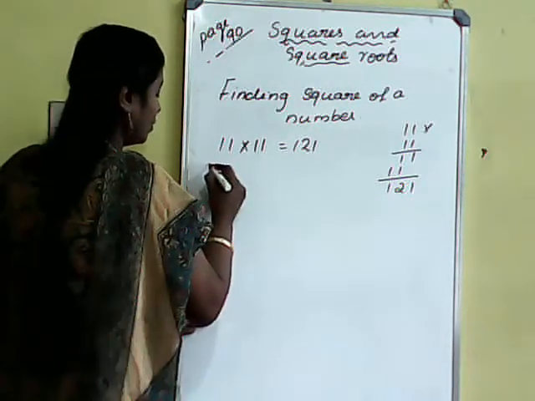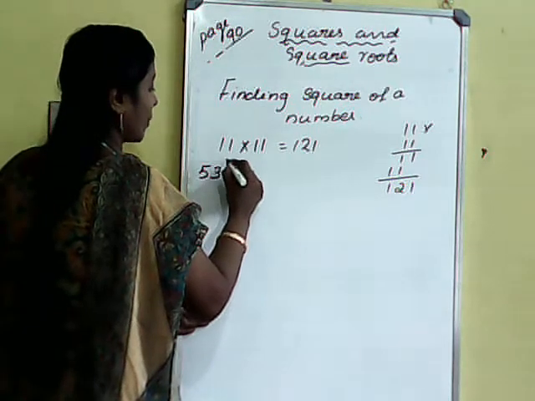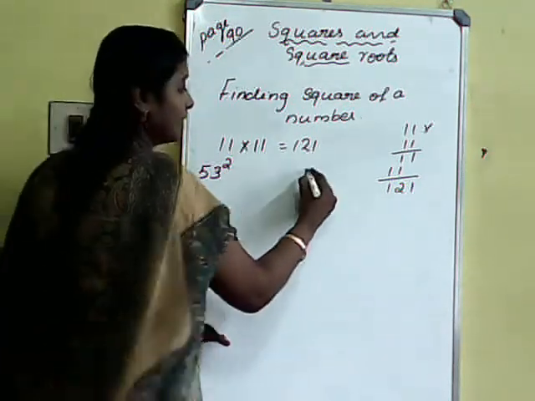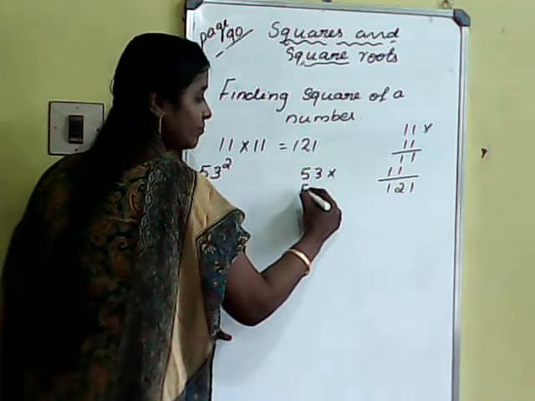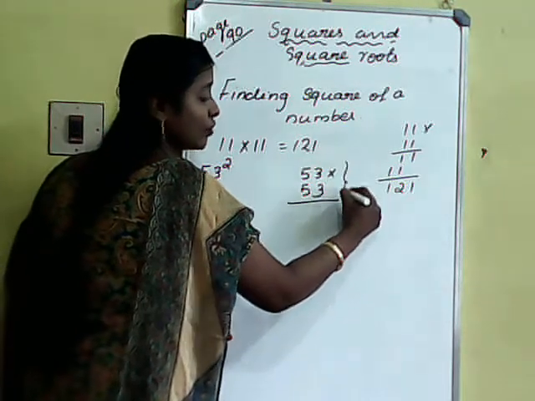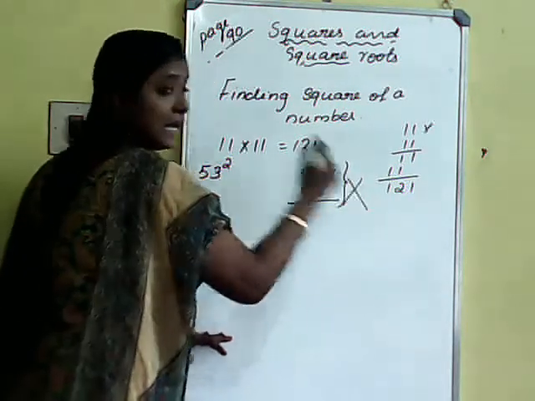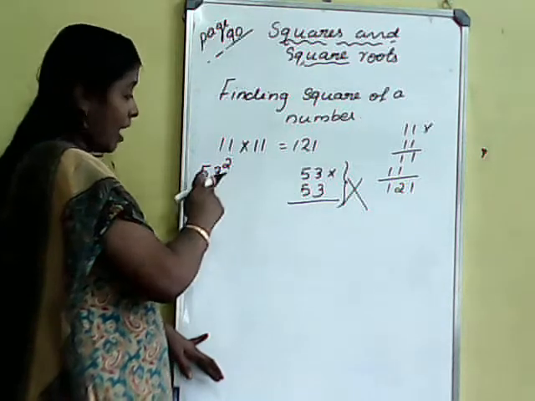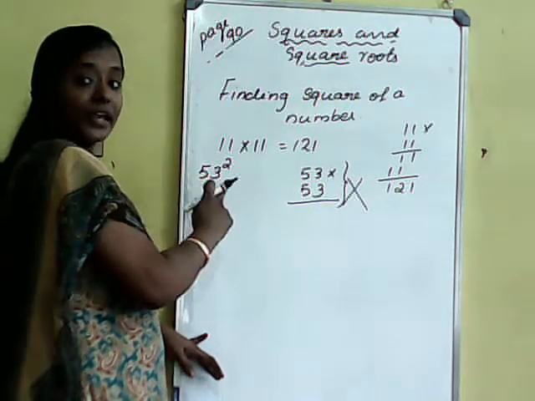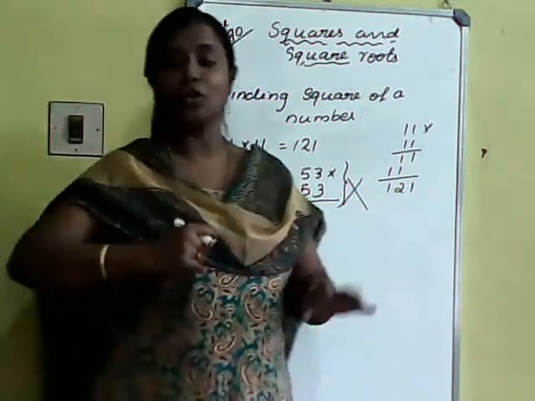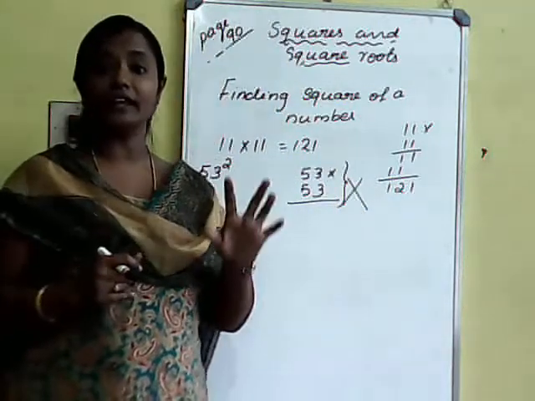Okay, we want to calculate 53 square. How will you do? That is 53 into 53? No, it is the actual multiplication. So without actual multiplication, how to calculate the square of a number? So for that we use algebraic identities.